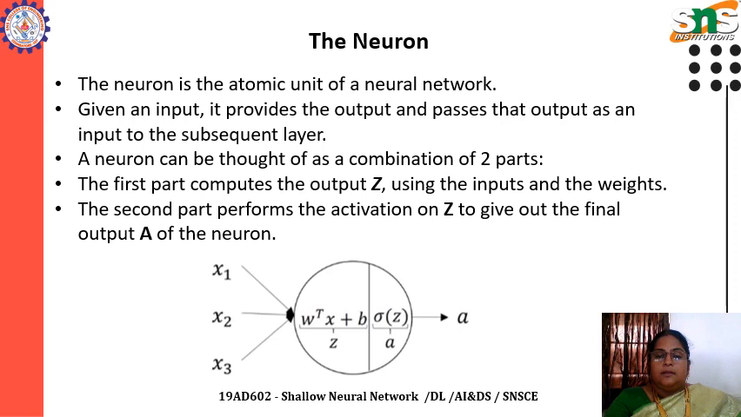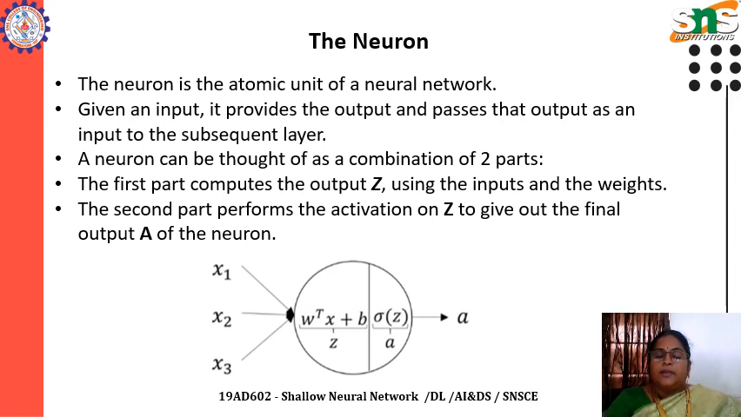Let me explain about a simple neuron. As we know the structure of a neuron, a single neural network has a number of neurons. When you take a single neuron, how does it actually work? The neuron is the atomic unit of a neural network. Given an input, it provides the output and passes that output as an input to another layer.